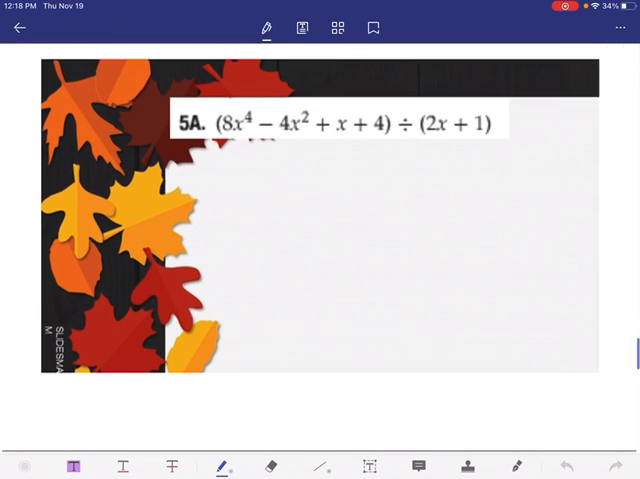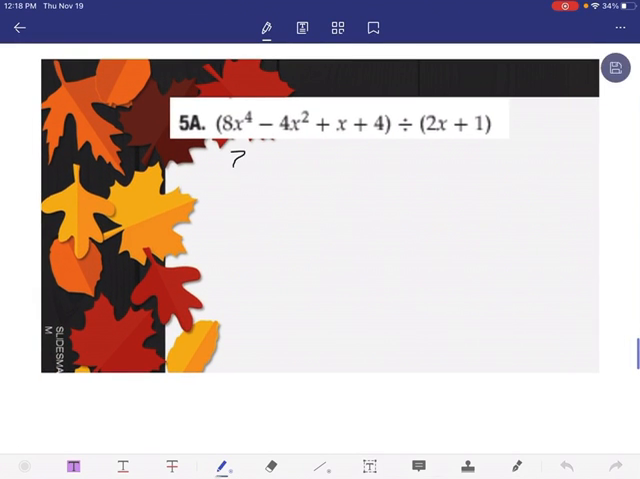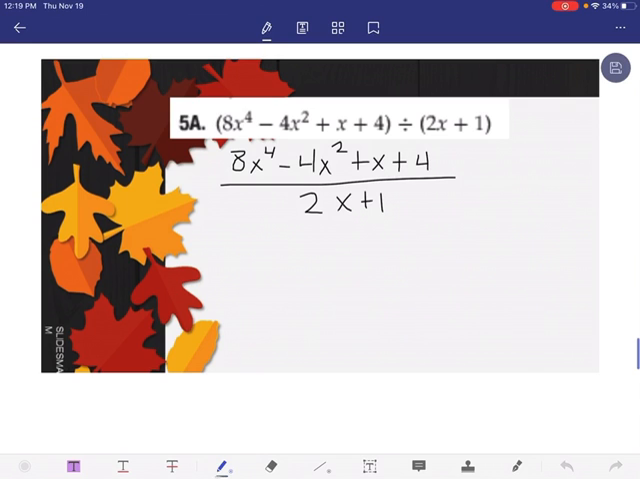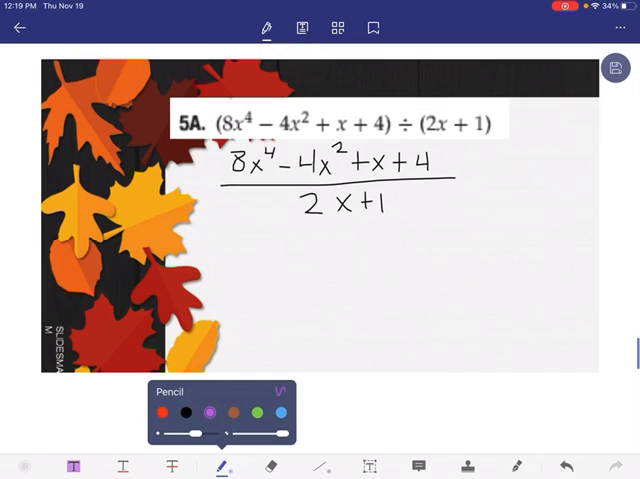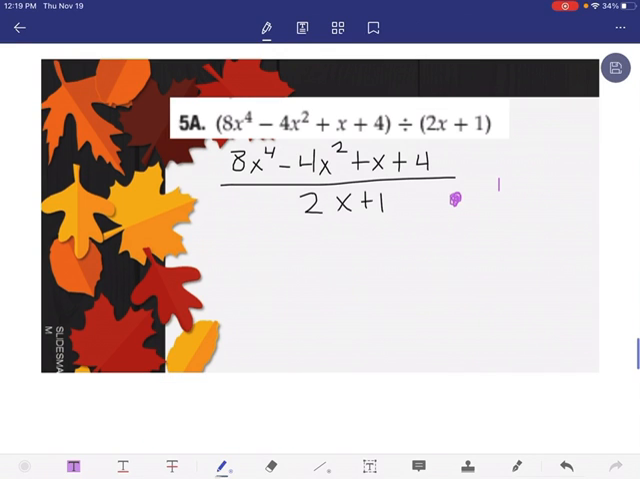So I'm going to go ahead and rewrite this as division. Instead of using the division symbol, I'm going to rewrite it as a fraction. Now, I need that leading coefficient of our denominator, or our divisor, to be 1. So notice that if I were to multiply this by 1/2, it would do that. 2 times 1/2 gives me 1. I would change my leading coefficient to 1.